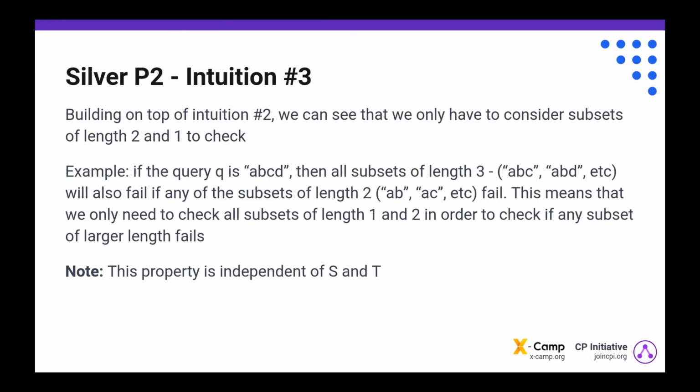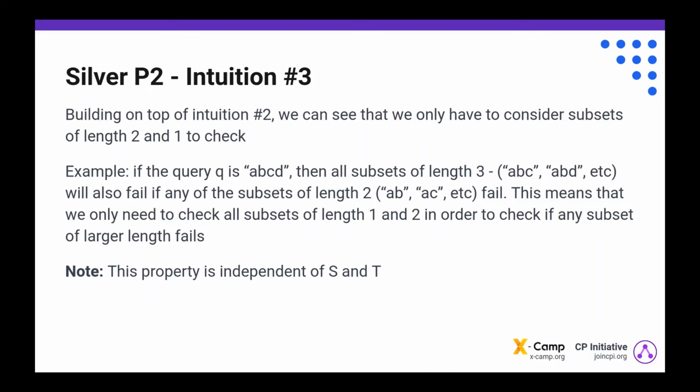So let's see an example. If the query is ABCD, then all subsets of length 3, ABC, ABD, etc., will also fail if any of the subsets of length 2, AB, AC, etc., fail. So this means that if any subset of length 2 fails, then the entire thing will fail. We don't need to check any subsets greater than length 2, right?